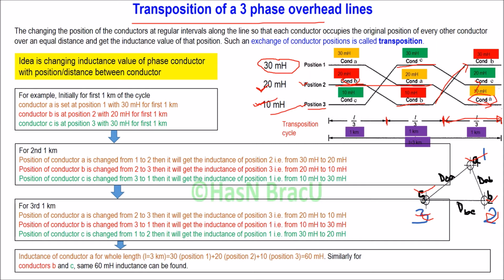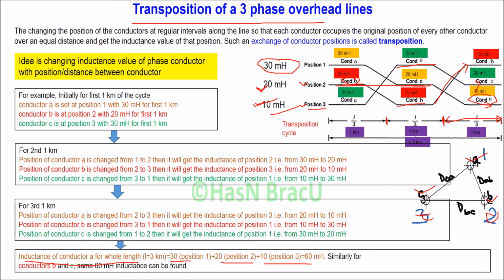So every 3 kilometers, each phase conductor's position will be repeated, right? And if we see the whole transposition cycle, then we can see that each of the phase conductors is getting the position of each of the phase conductors, right? That means the inductance of a conductor for the whole length, let's say for position 1, it will have 30 millihenry. For position 2, it will have 20 millihenry. For position 3, it will have 10 millihenry, total 60 millihenry. That means the average inductance of each of the conductors will be the same, right?